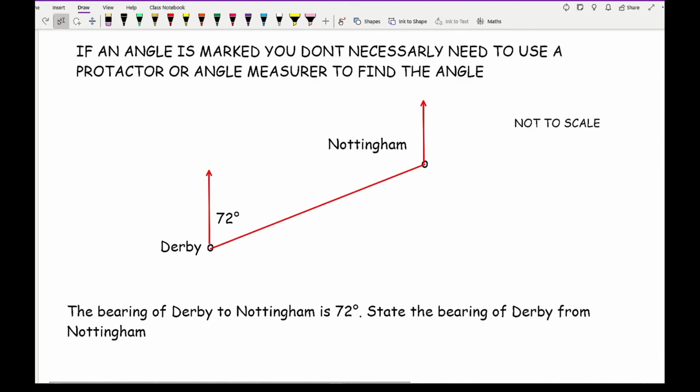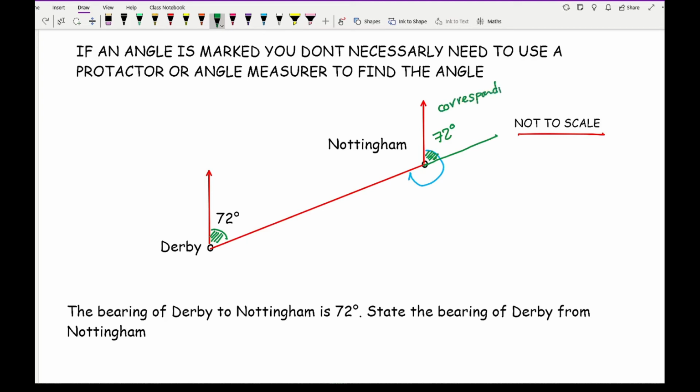Now, if an angle is marked, you don't necessarily need to use a protractor or angle measurer to find the angle. So for example, in this diagram, it's not been drawn to scale because it says it there, and we know that this angle from Derby to Nottingham is 72 degrees. Now, in an exam paper, this may be given, and we can't use a protractor to measure this angle, which is what we've been asked to find. Now, what I can do is use my common sense or my knowledge of angles, knowing that if I extend this line, then this angle here will also be 72 degrees. Why? Because it is a corresponding angle. It's like an F angle.